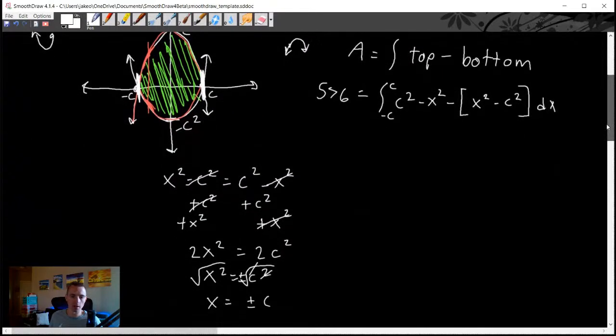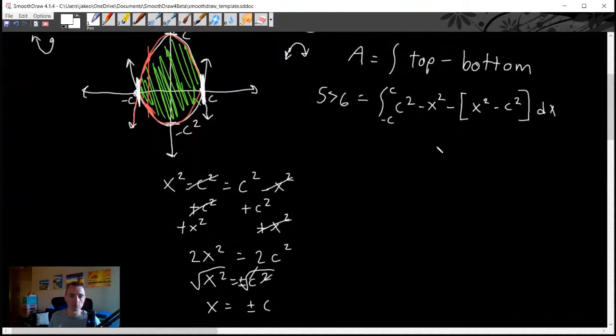So kind of a weird situation there. Usually when you're trying to use this area between two curves equation, you're solving for the area. But in this case, we know the area. We're trying to solve for this other unknown constant. So what we can do now is we can simplify this integral.